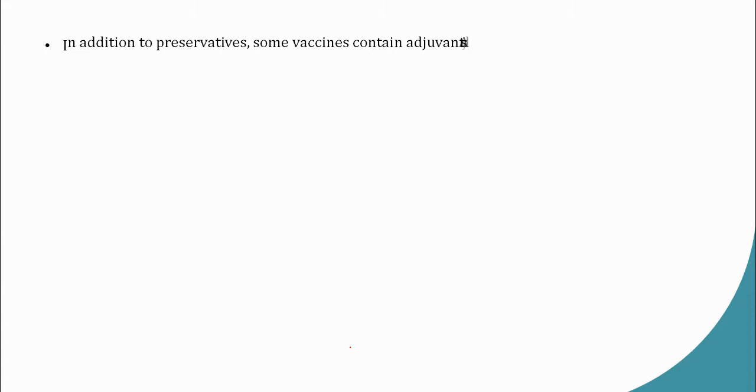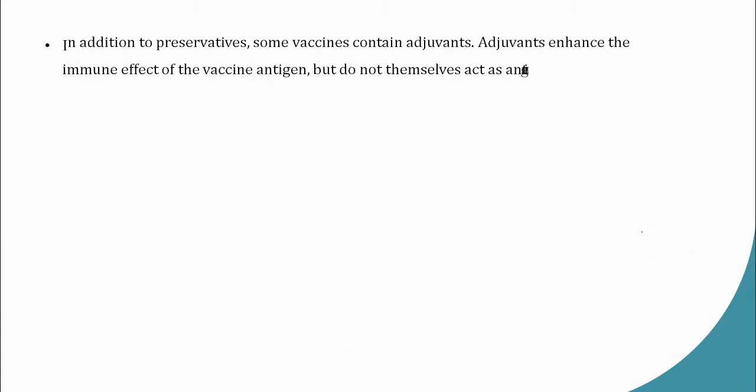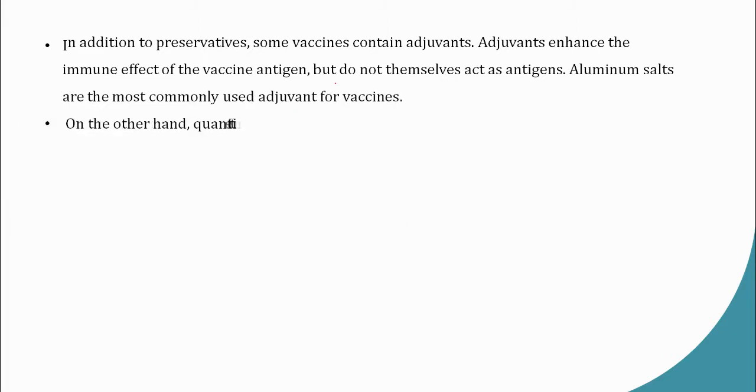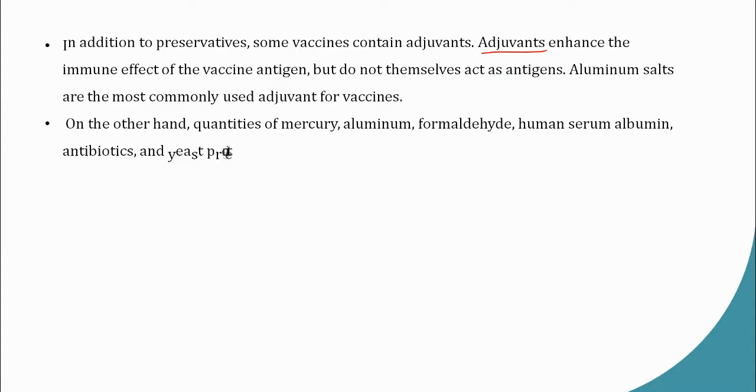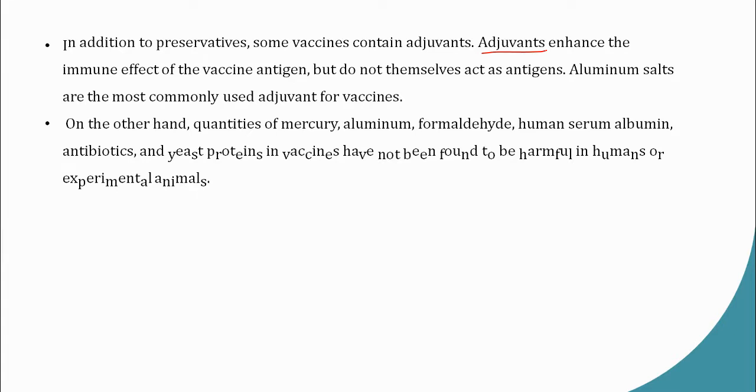In addition to preservatives, some vaccines may also contain adjuvants. As we discussed, they enhance the immune effect of the vaccine antigen, but they are not themselves an antigen. Whatever adjuvants we are using, they do not act as an antigen. They just increase the immune effect of the vaccine.